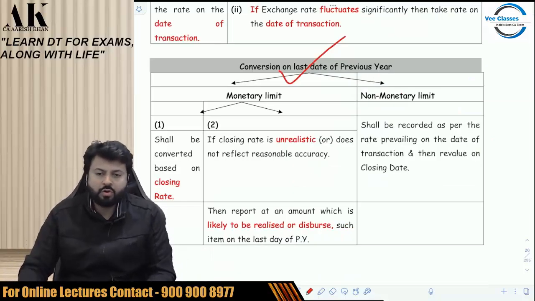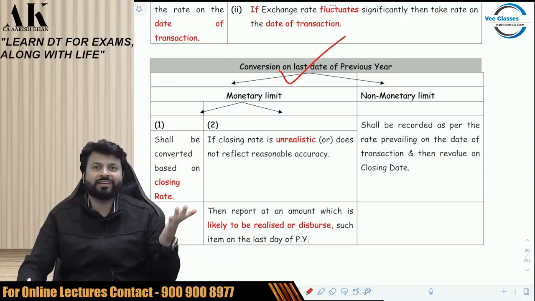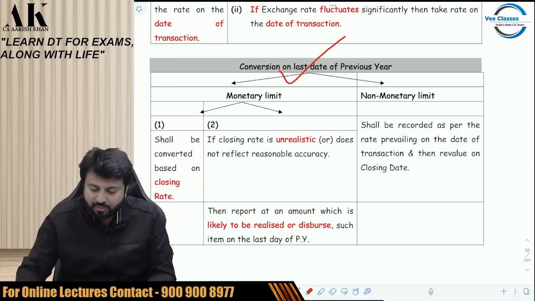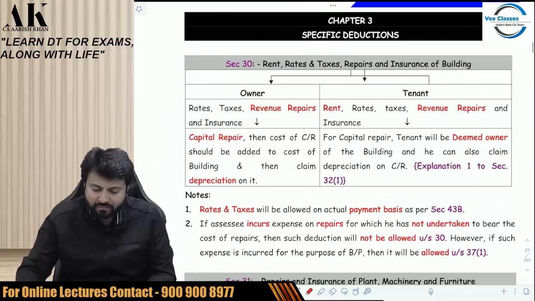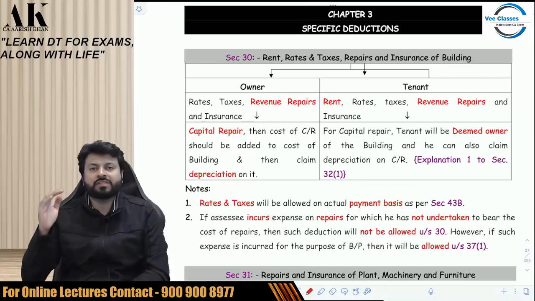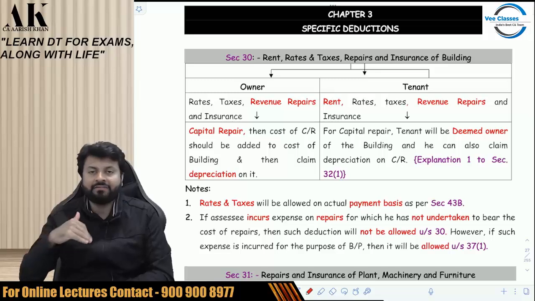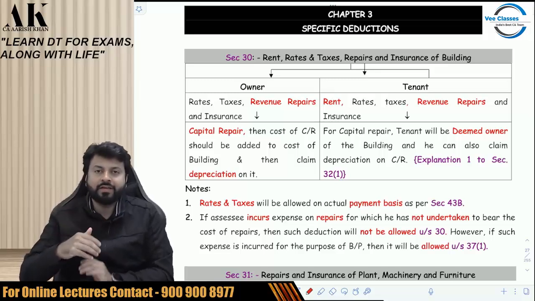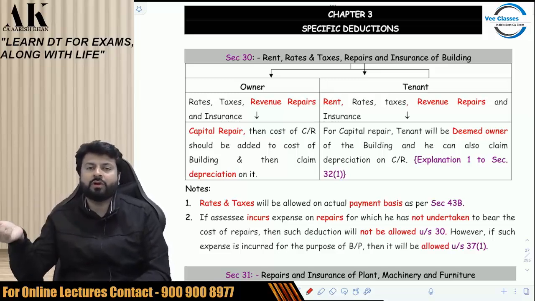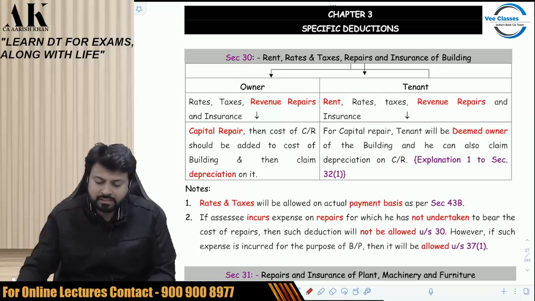So now let's go ahead with some other deductions. We are not here to only learn depreciation. We are interested in learning all the deductions from section 30 to 37. So let's move on to certain other deductions one by one. Now we are moving on to the third topic, where we are going to do certain specific deductions which are covered in sections 30, 31 and 36. After that, in the next lecture we are going to start with sector wise deductions. Okay. So let's start with specific deductions.